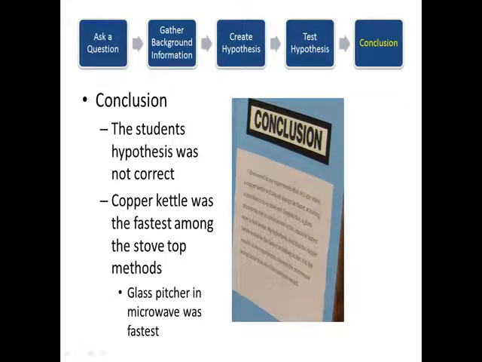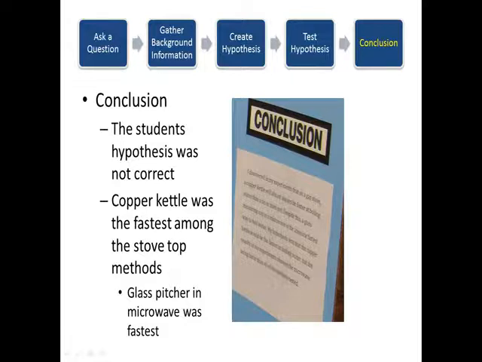And the next is the conclusion. You're to draw the conclusion based on all the data that you collected from the experiment. This student found that the copper kettle was the fastest out of the stovetop containers, but overall, water boiled the fastest in the microwave in the glass bowl. These conclusions are correct based on the data they collected.